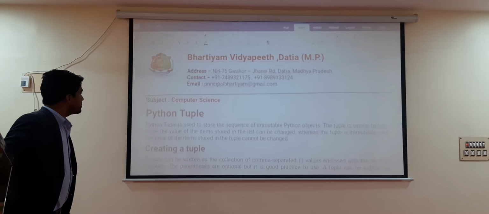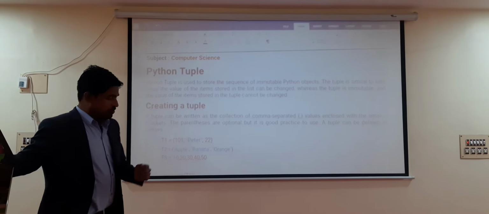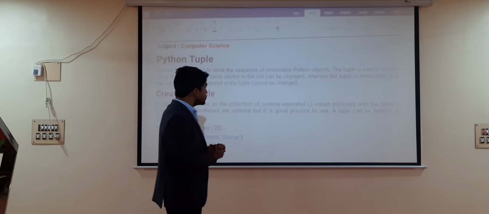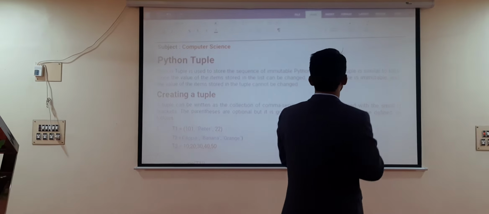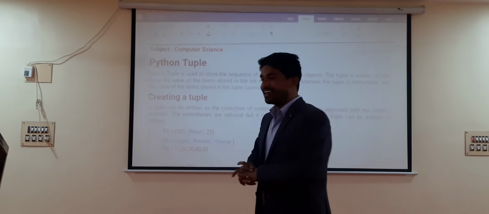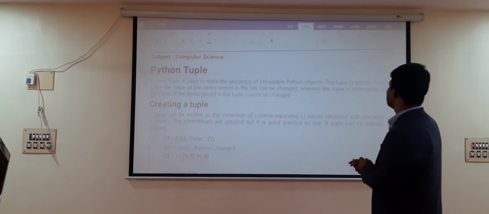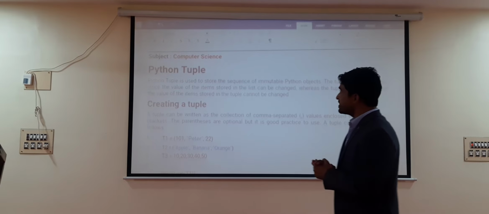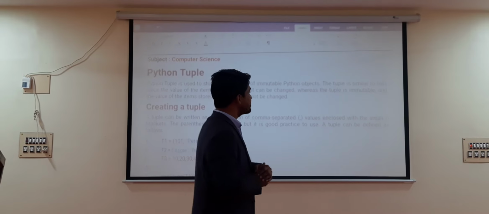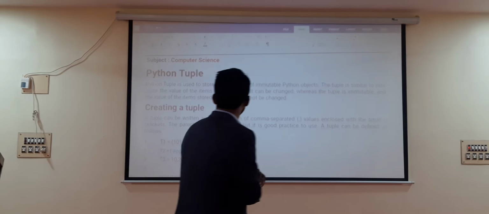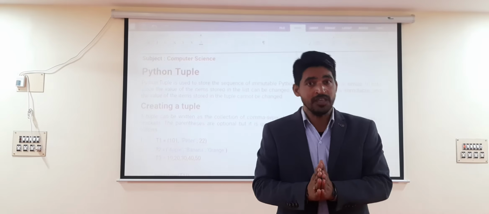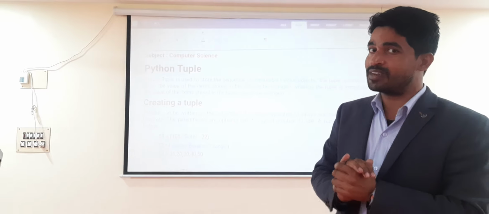Here we will discuss a little bit about the definition of the Python tuple. The Python tuple is used to store a sequence of immutable Python objects. Immutable Python objects means objects that cannot be changed. The tuple is similar to a list, but since the values of the items stored in a list can be changed, whereas the tuple is immutable, the values of items stored in a tuple cannot be changed. So this is the simple difference between list and tuple.